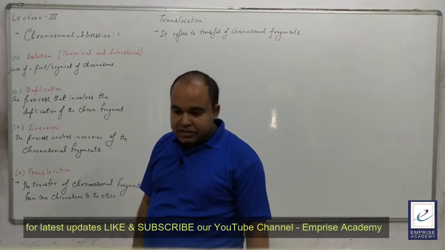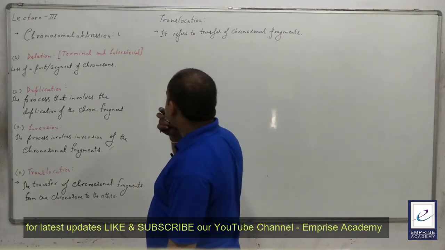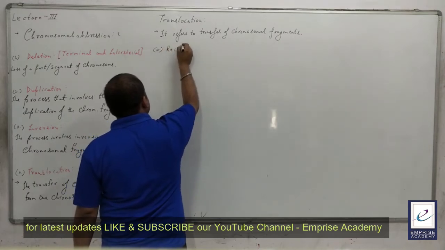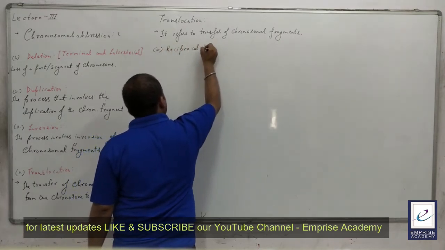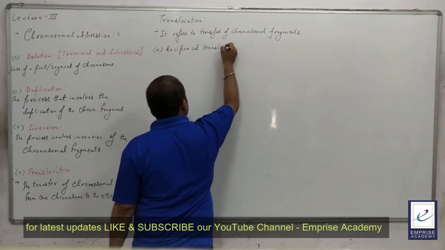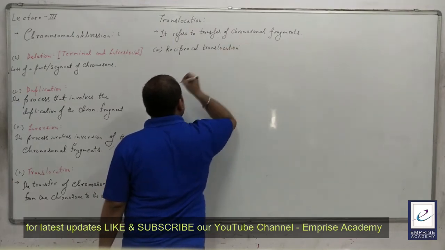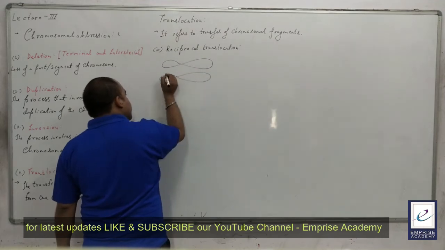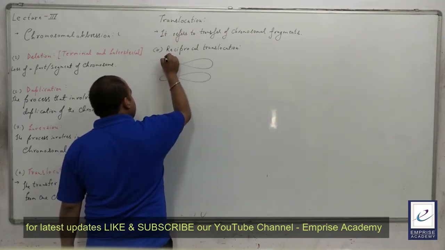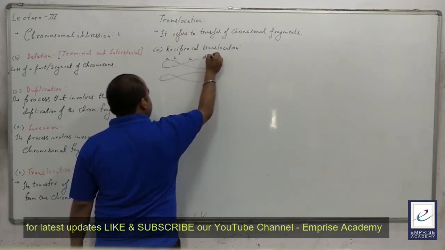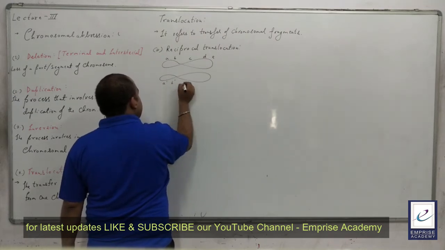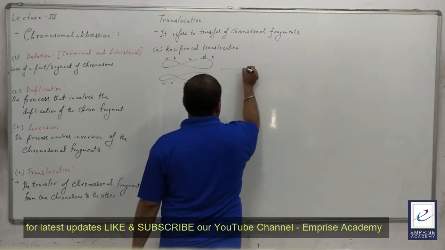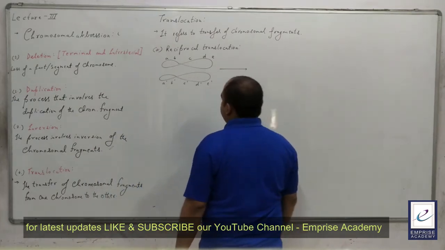One is referred to as the reciprocal translocation. First, A type, reciprocal translocation. In the reciprocal type of translocation, the two chromosomes that are taking part in translocation, for example, this is A, B, C, D, E, this is A dash, B dash, C dash, D dash and E dash. These two undergo translocation.